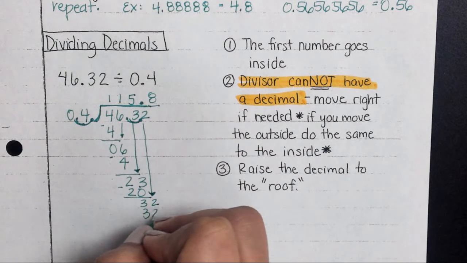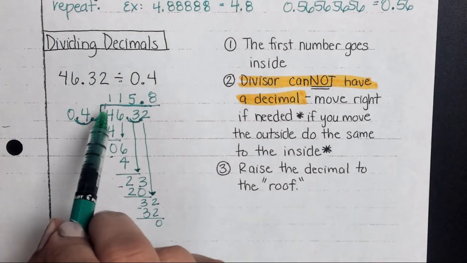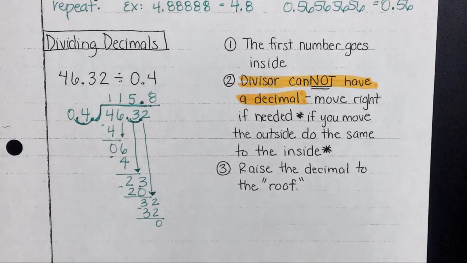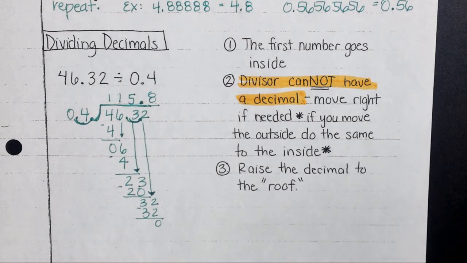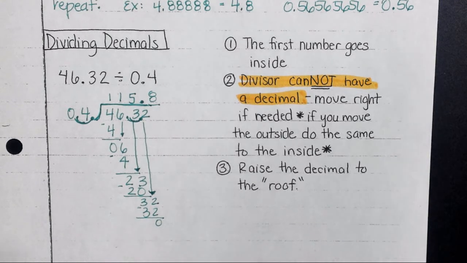So you've got your decimal placed up there, but you have to make sure your numbers are in the right place, because if you don't, then your decimal's in the wrong place. So 115.8, and of course we have nothing left over. So we would call that a terminating decimal, because our division ended.